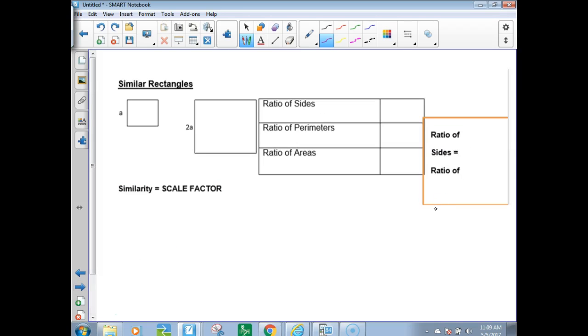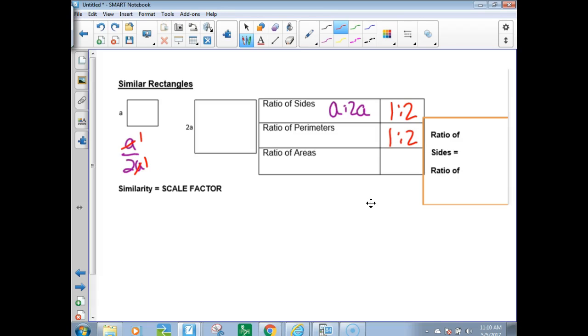So if you have similar rectangles, meaning they're in proportion, the ratio of the sides for these would be A to 2A. Well, how does that reduce? If you cancel out the A's, you would replace them with 1. A divided by A is 1, and you would get 1 to 2. The perimeters would also be in the same ratio of 1 to 2.